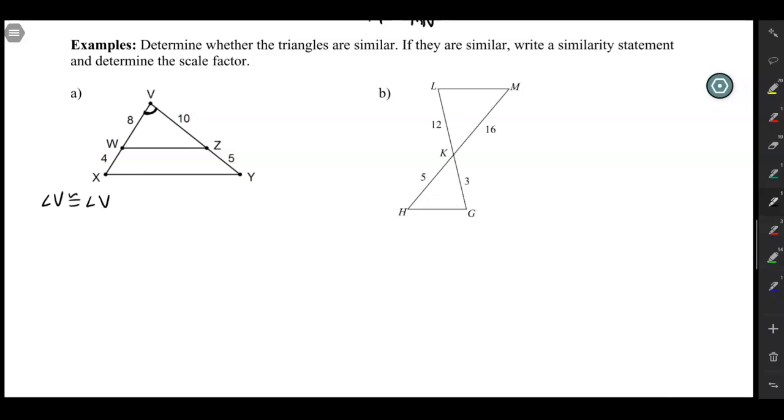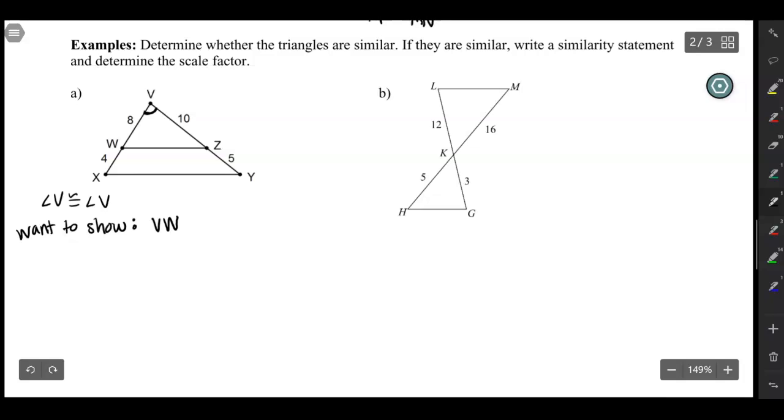Now what we want to prove, I'm just going to put want to show. What I want to show is that if I take the short side, VW, the shorter side of these triangles compared to the longer side, that needs to equal VZ over VY. So I need to look at the length of the short triangle over the length of the bigger triangle, and that needs to equal the length of the shorter triangle over the length of the longer triangle. So let's fill in what we know.